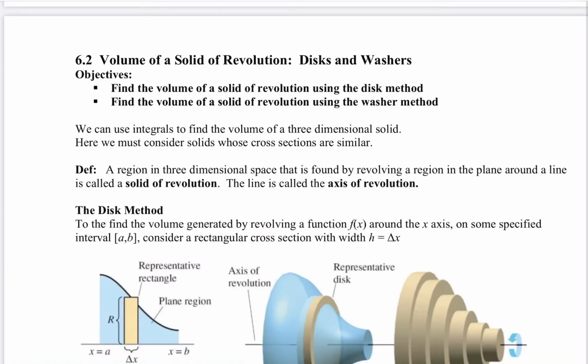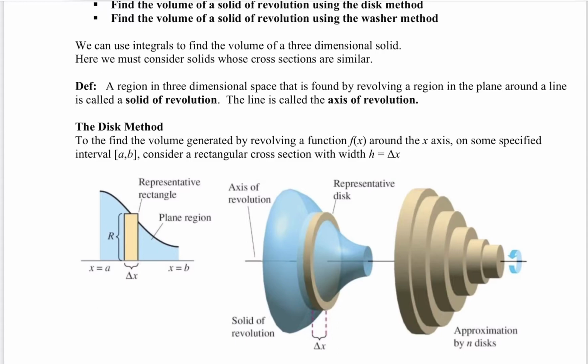In this section, and actually the next couple of sections, we're going to be looking at finding volumes of solids of revolution. What that means is we are going to take a curve, maybe like this first graph down here, and revolve it around an axis, and that's going to give us the volume of a three-dimensional region that we want to find.